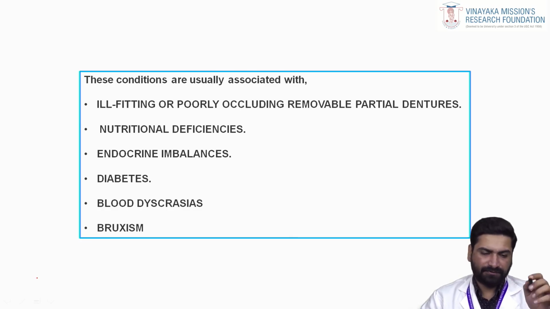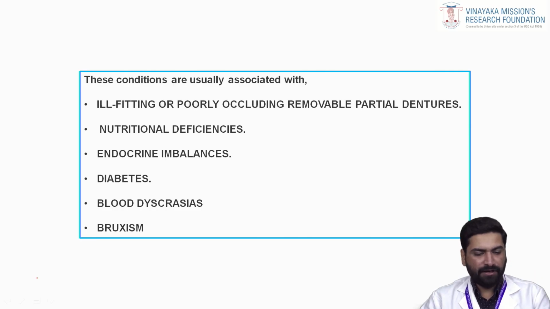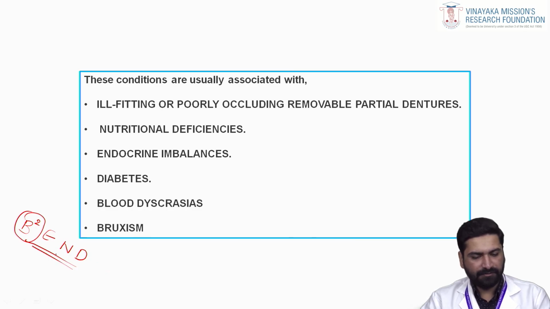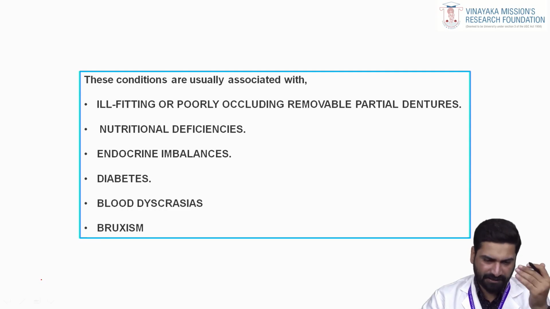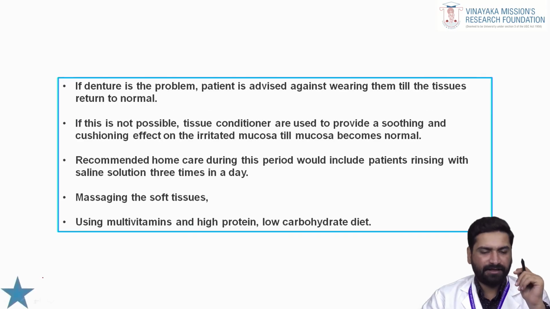For this I have a mnemonic, B square, or you can take it as B E N D. B stands for blood dyscrasias and bruxism, E for endocrine imbalance, N for nutritional deficiencies, D for diabetes, and lastly I for ill-fitting dentures. So that also can be remembered in this way. At least if you have these 6 in mind, you have good content for your theory answer.